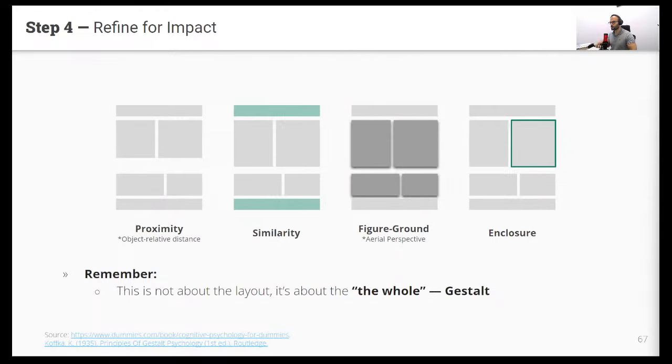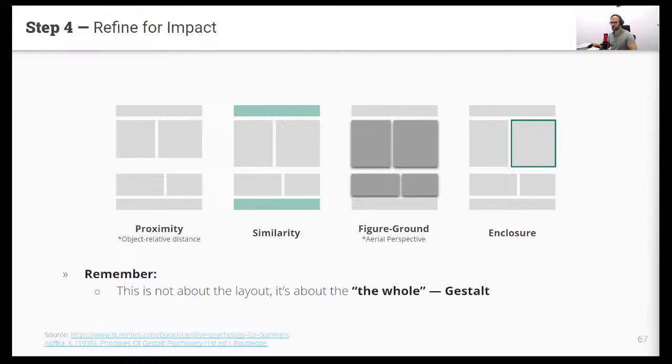Well, you might have encountered Gestalt principles before. We do not want to go into depth about these, but we have proximity, often also called object-related distance. We have similarity, we have figure ground, and we have enclosure.